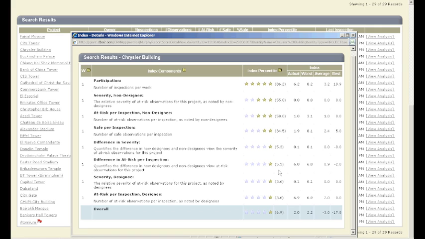So the designees are saying things are really wrong. The non-designees are saying things aren't so wrong. This alignment shift is saying, hey, there's risk there because the 2 groups aren't in alignment. So that's how we measure the risk on a project.